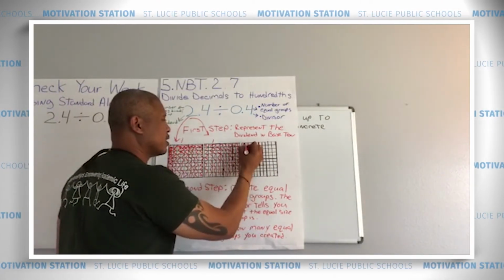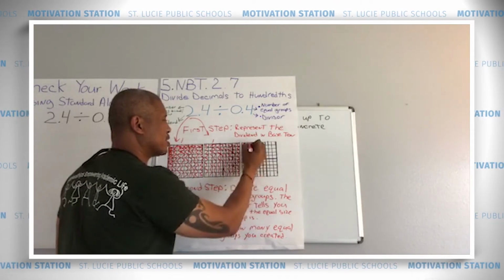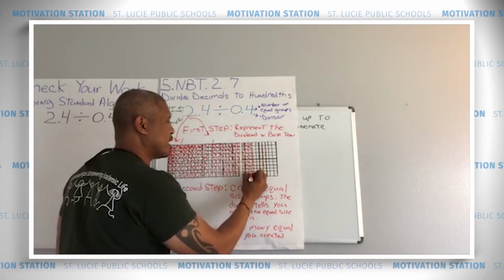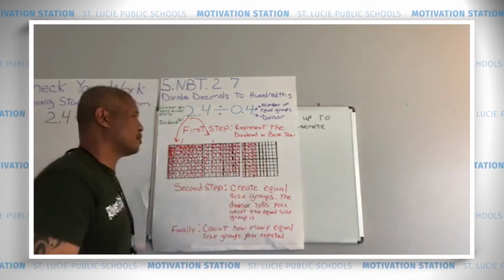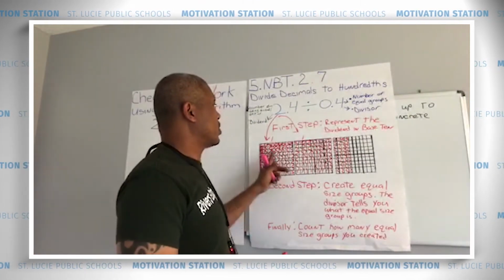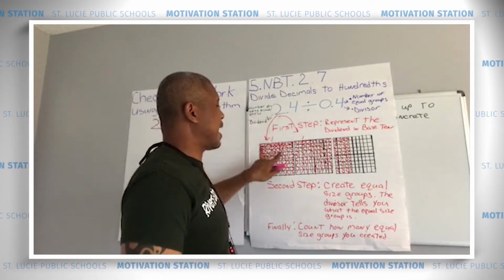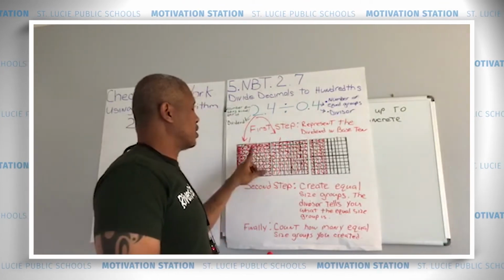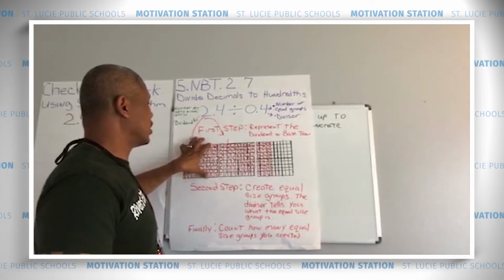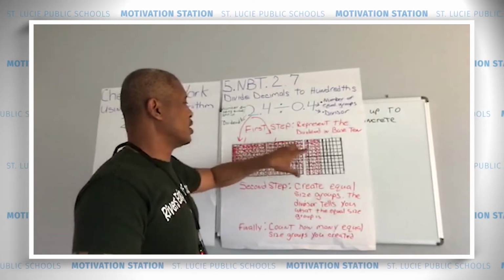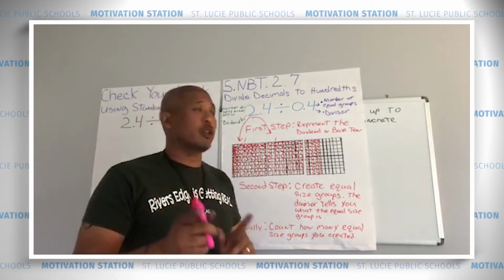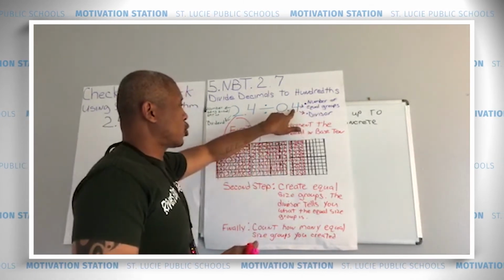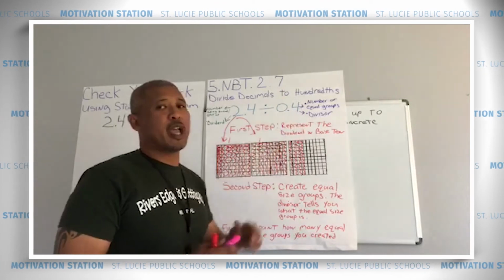That's 1/10, 2/10, 3/10, and 4/10. So now I've represented 2 4/10 as a model. I shaded in each one of my wholes, plus 4/10. Now we need to create equal groups of 4/10.